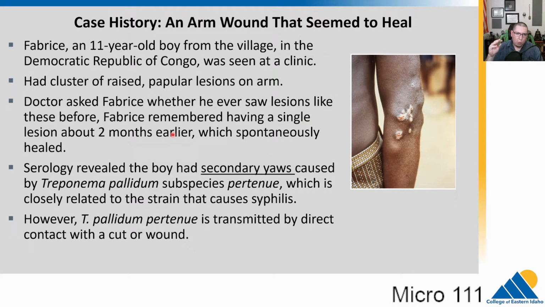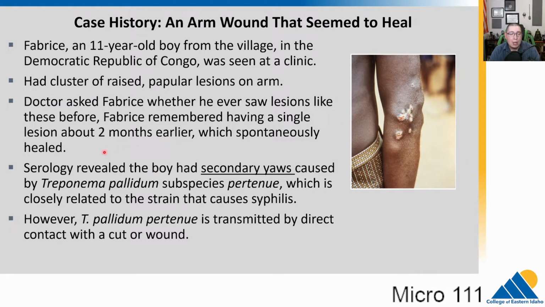We're going to look at a related case history that doesn't seem related on the surface. So Fabrice, he's an 11-year-old boy in a village from the Democratic Republic of Congo. He's seen at a clinic. He has this cluster of lesions on his arm that you can see here. They're slightly raised. So the doctor's going to ask him, have you ever seen these before? And he remembers having one of these maybe 2 months ago, and it healed and he thought it was gone.